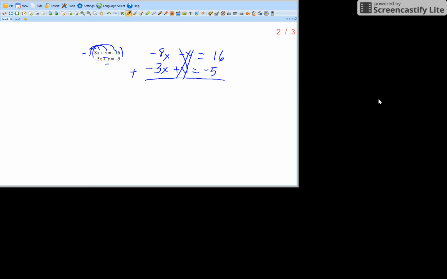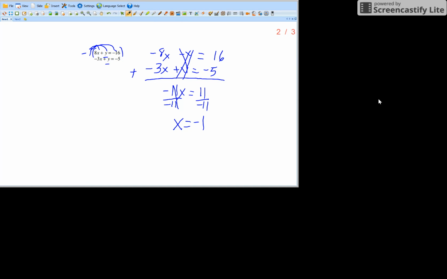So -8x plus -3x, we get -11x. 16 plus a -5, we get 11. To solve for x, I divide each side by -11. That's going to go away. x equals -1. Now again, because this is a system of equations, we want to solve for x and y.